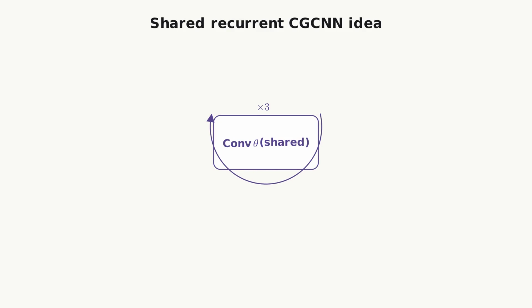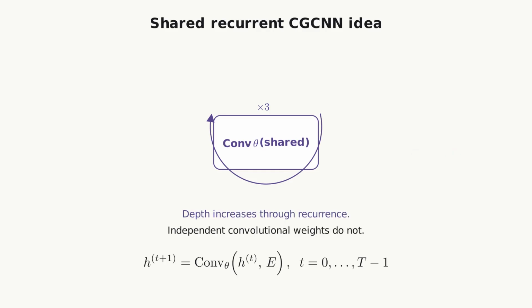The SR-CGCNN modification done here is minimal. The graph construction, atom features, edge features, pooling, and prediction head are kept unchanged. The difference is only in the convolutional part of the model. Instead of learning a different convolutional block at every layer, SR-CGCNN applies the same learned convolutional transformation repeatedly. This preserves message passing depth, but avoids introducing a new independent convolutional parameter set at each step.